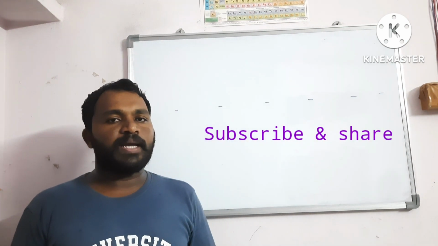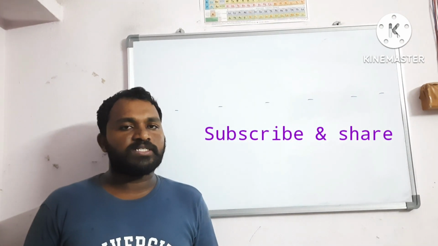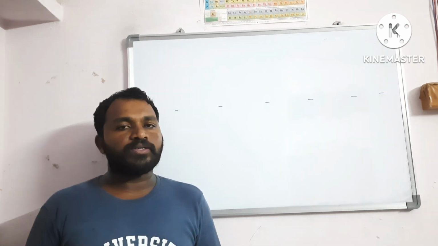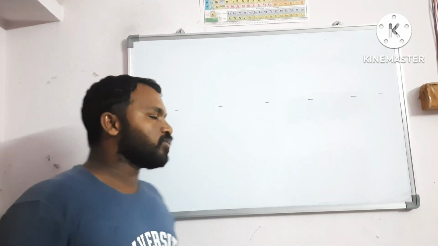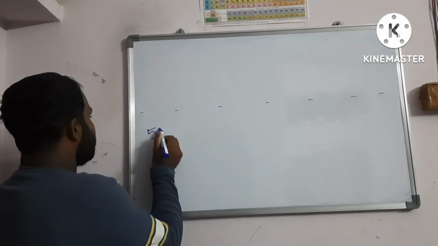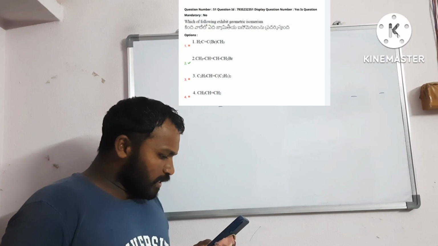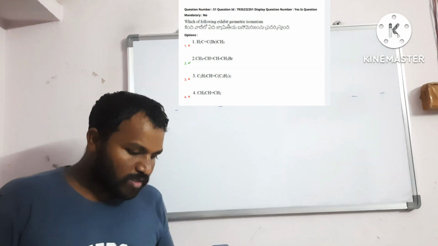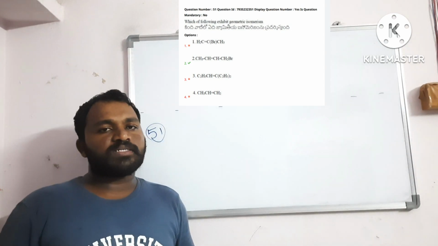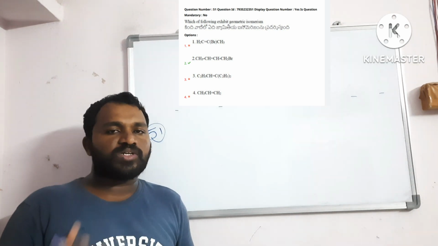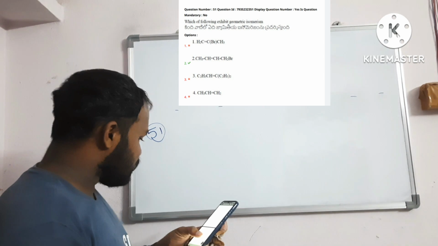In the previous video, APPGCET 2021 chemistry question paper, we discussed questions 1 to 50. Now I am going to discuss questions 51 to 100. So question number 51: which of the following exhibit geometrical isomers? To exhibit geometrical isomers, the cis-trans isomer should be present. So we will see the options.